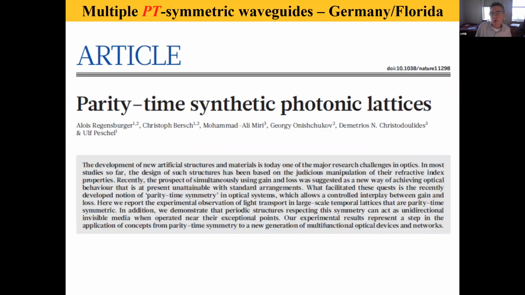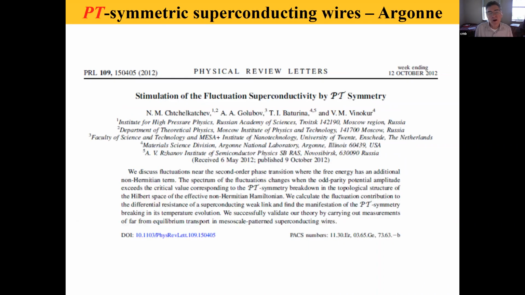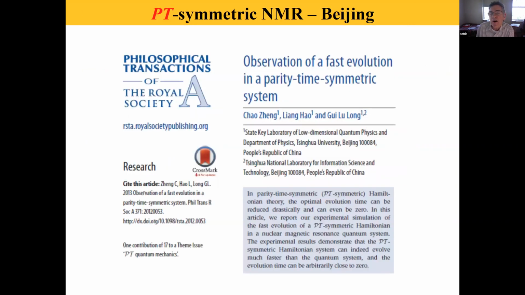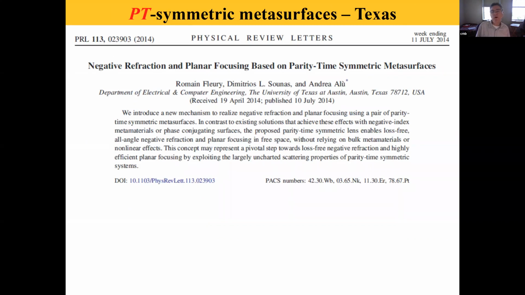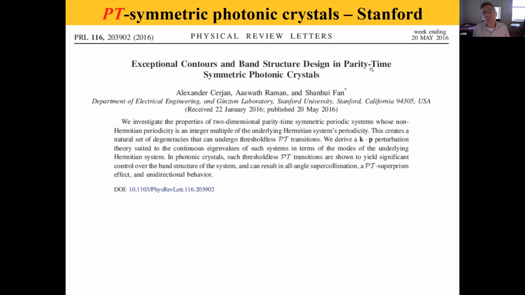Another study of photonic lattices here. A study done at Argonne, a more recent study on superconducting wires and PT symmetry. This is work done in Beijing on PT-symmetric NMR. This is a more recent paper on PT-symmetric metasurfaces. Here's a study of PT-symmetric photonic crystals done at Stanford.